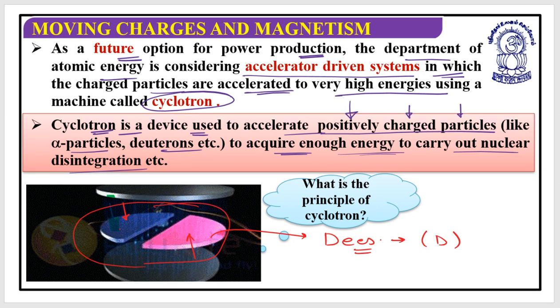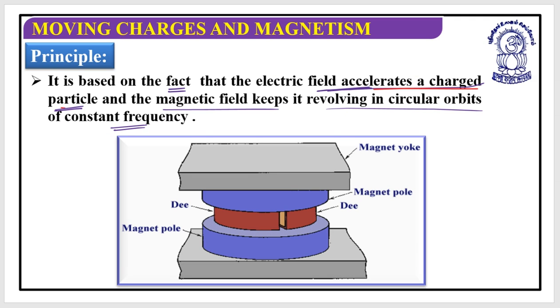in this region, crossed fields have been used. When I say crossed fields, that means an electric field is there and a magnetic field is there, which are perpendicular to each other. The task of the electric field is to accelerate a charged particle, and the task of the magnetic field is to keep the charged particle revolving at constant frequency. So we have magnetic poles which can produce a magnetic field for us. These are the D's, because this is the top view of the cyclotron.